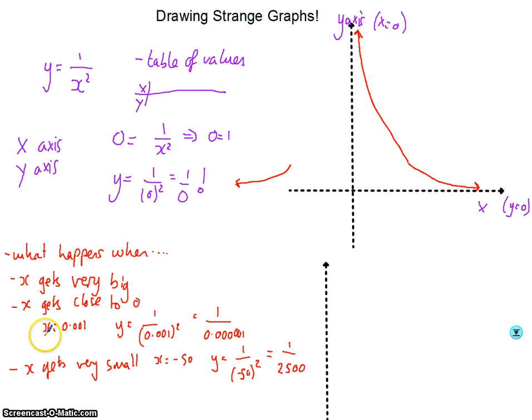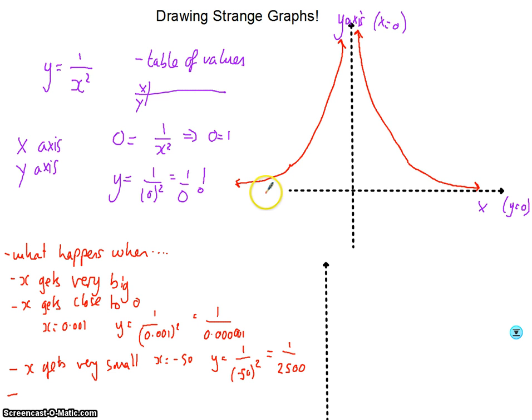And if you do the same analysis here, okay, what happens when x gets close to 0 but from a negative direction, then what you'll find is y gets very, very big again. So you end up with this shape here. And that's your graph, something like that. So it's kind of like a volcano shaped, if you like.